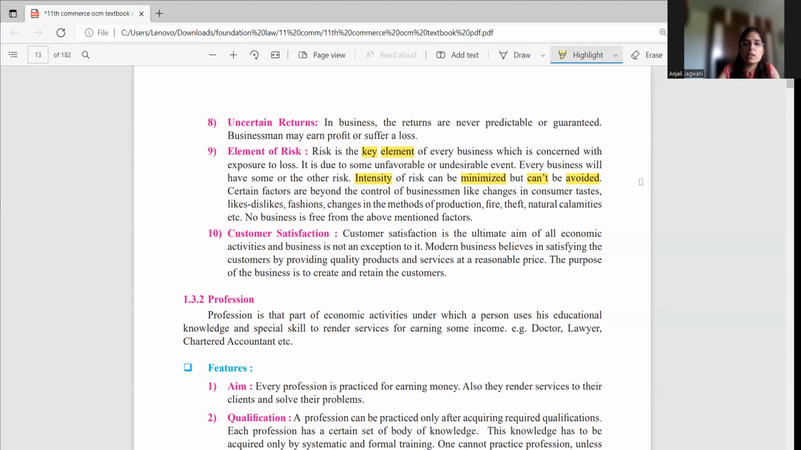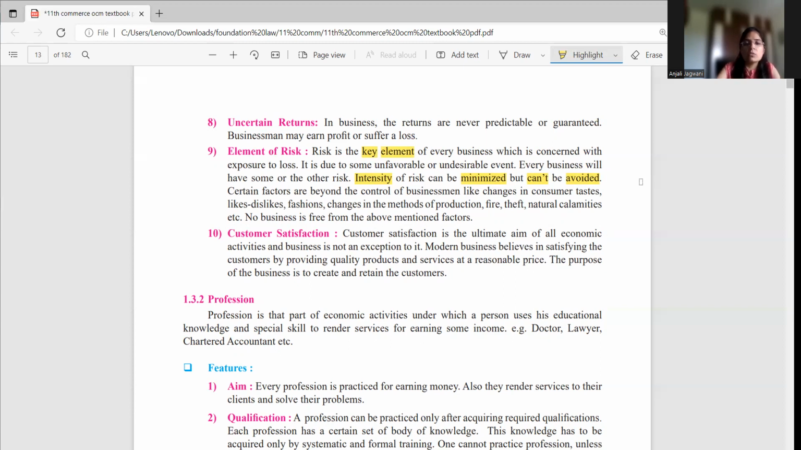You can only minimize them by defining some plans for avoiding such risks, such as you can insure your stock for any natural calamity, or from whoever you purchase, you can have an agreement with that person that this much is sold, and if this much is not sold in this time, I'll give it back to you. Such things can be possible to minimize the risk.